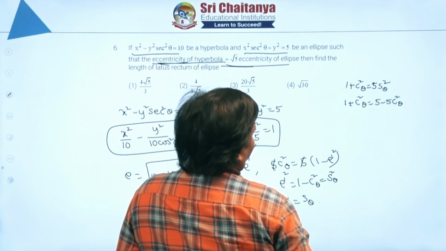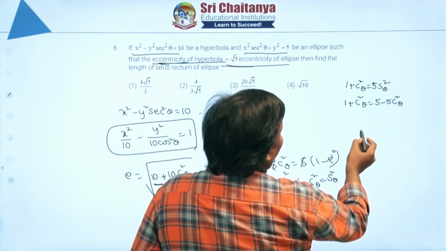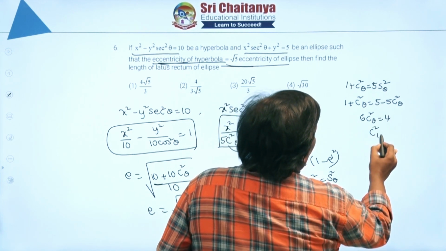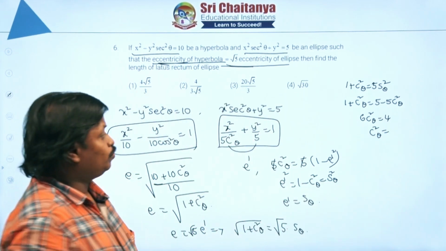So which means 6 cos square theta equals 4, cos square theta equals 2 by 3.